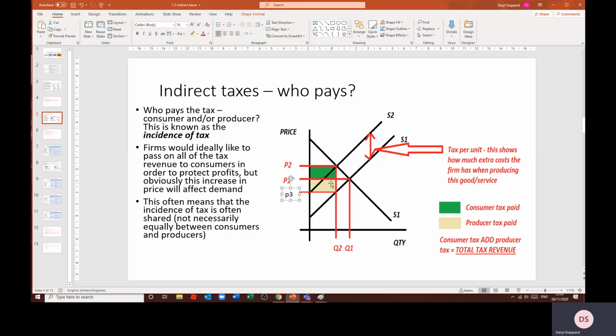Now the idea is the consumer will pay the part of it which shows the increase in price. So the price has grown from P1 to P2. So the green box is the tax paid by the consumer. The remaining part of it is the tax which will be absorbed by the business. So what you can see here is roughly 50% of the tax will be paid by the consumer and 50% will be paid by the producer. So we can see here the incidence of tax: what proportion of the tax will be paid by the consumer and what proportion will be paid by the producer.